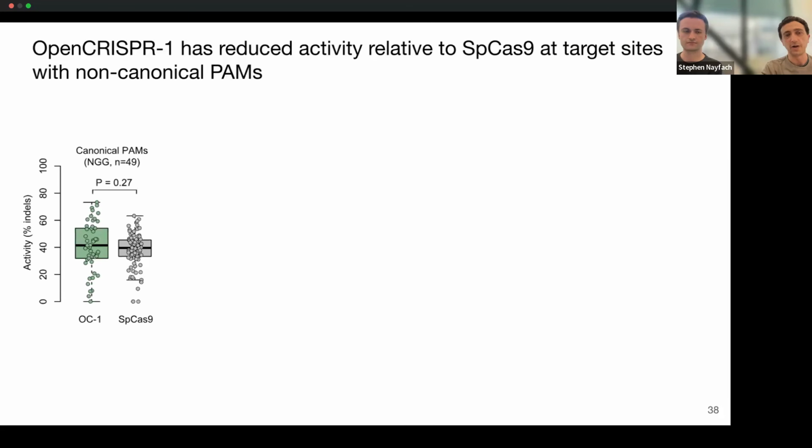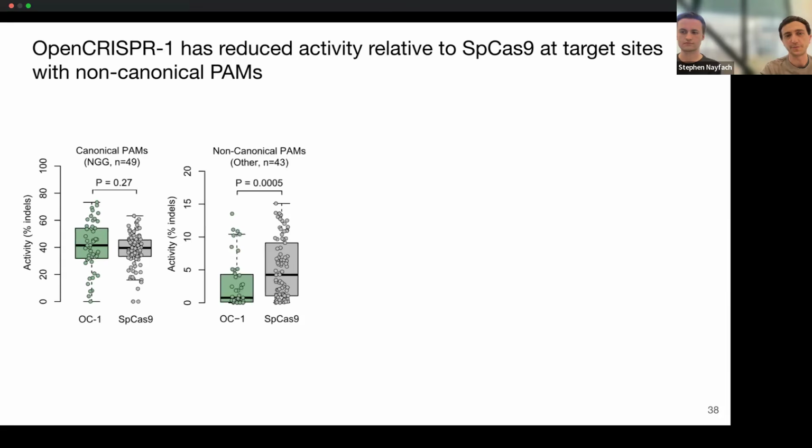And so this is showing the activity level of OpenCRISPR-1 compared to SP-Cas9 at 49 sites in the human genome that have the canonical NGG PAM. You can see that overall, the activity level at these 49 sites was comparable to that of SP-Cas9. There was no statistical difference in the activity levels across these sites between proteins.